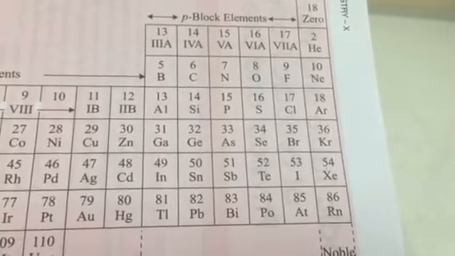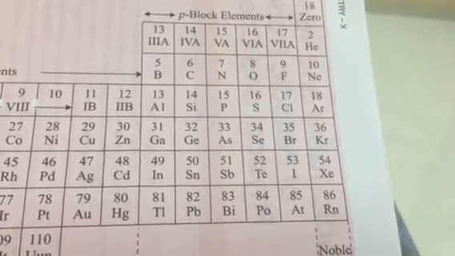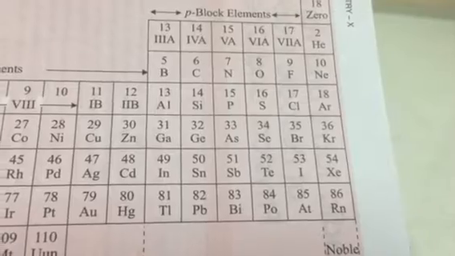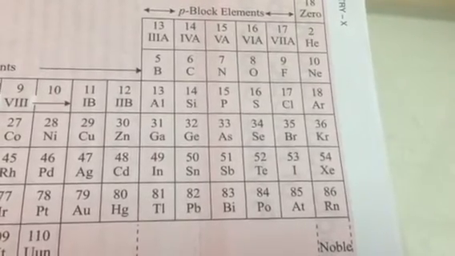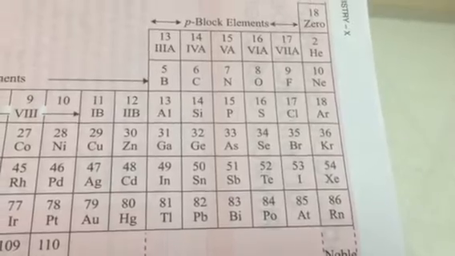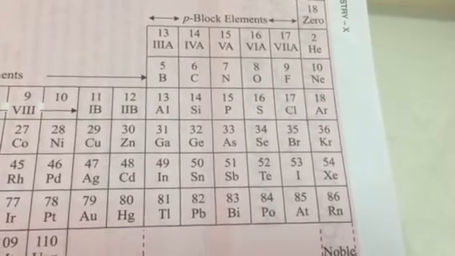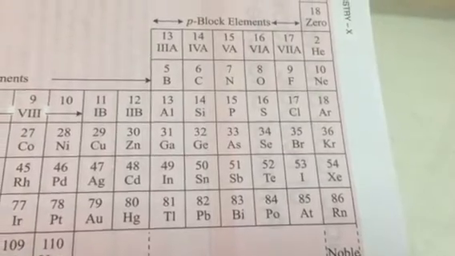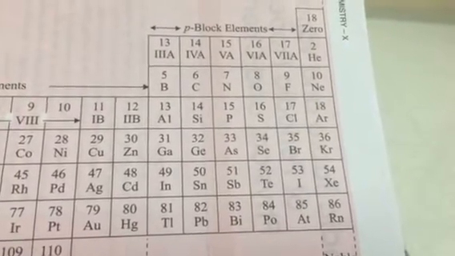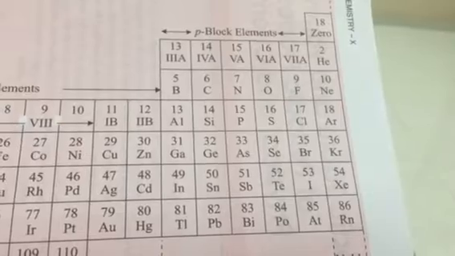Group 16, oxygen, sulfur, selenium, tellurium, polonium. Group 17, fluorine, chlorine, bromine, iodine, astatine. And group 18, helium, neon, argon, krypton, xenon and radon. Now out of this, group 18 elements are noble gases.